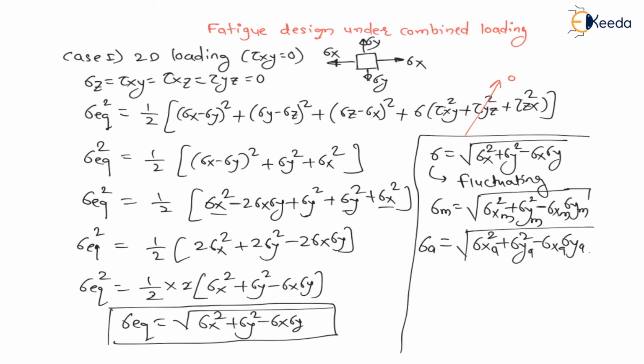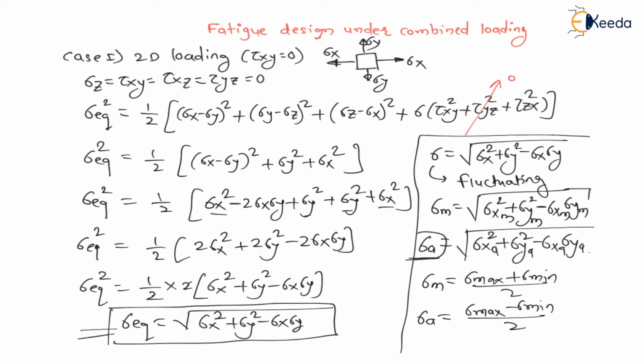And what is mean stress? Mean stress is maximum stress plus minimum stress divided by 2, and amplitude stress is maximum stress minus minimum stress divided by 2. This is the stress amplitude. This is how we have to find the equivalent stress, and then proceed with the help of stress amplitude and mean stress.